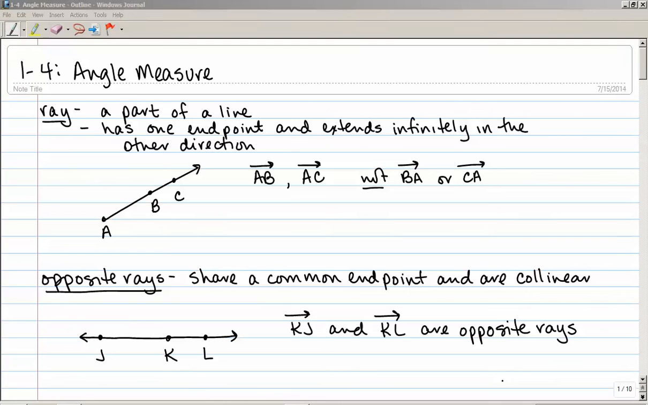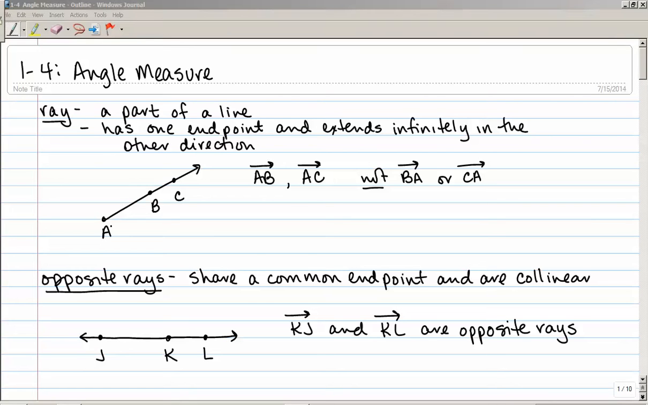Section 1.4 is on angle measure. But before we start talking about angles, let's talk about a couple other terms first. A ray is a part of a line. A ray has one endpoint and then extends infinitely in the other direction.